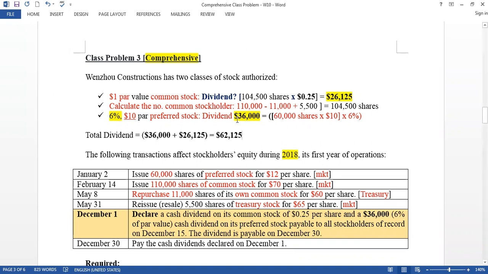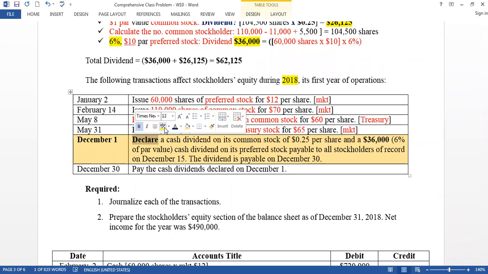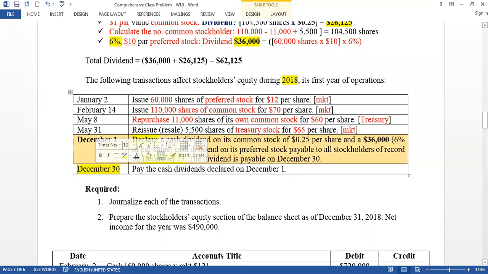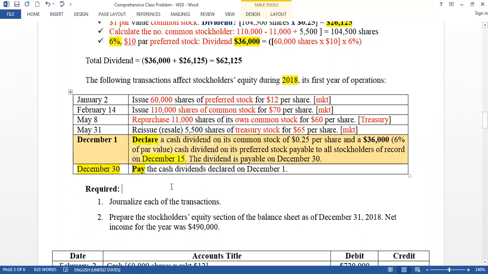Now, how to record the journal entry? December 1st is the declaration date. December 15 is the record date. And December 30 is the payment date. So we have three important dates here. First, we calculate the total amount of dividend, right? After calculating, this is the total amount of dividend.